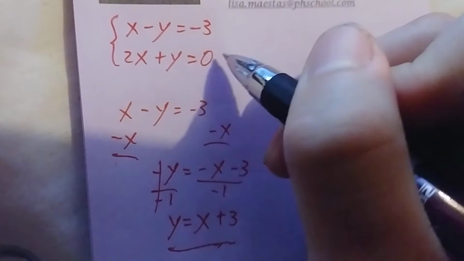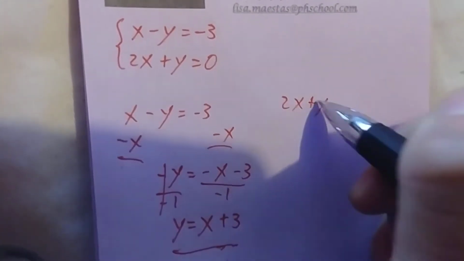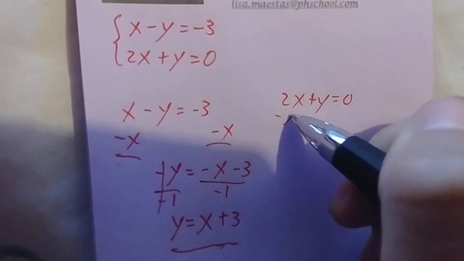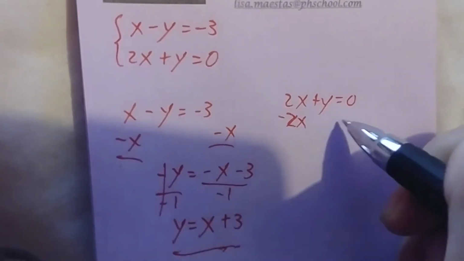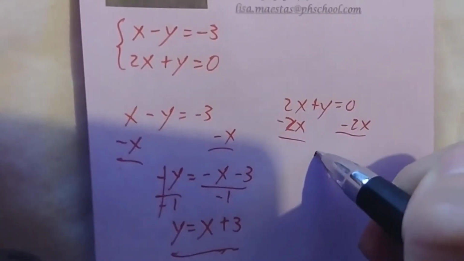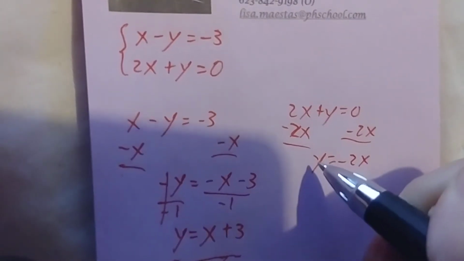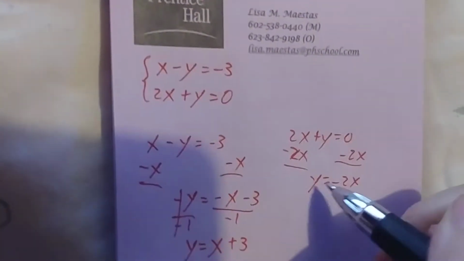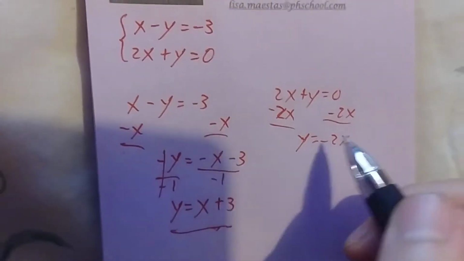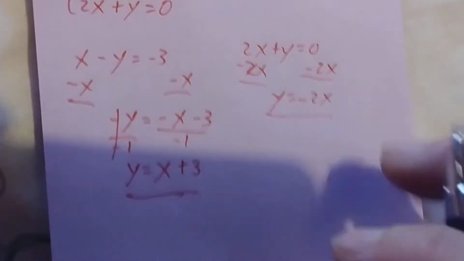Now I'm going to take my second equation, which is 2x plus y equals 0. And again, I'm going to solve for y. So let's subtract 2x on one side, subtract 2x on the other side. And I get y equals -2x. And that's it for my second equation. We already solved for y on both of them. Now it's going to be really simple to graph these two equations.